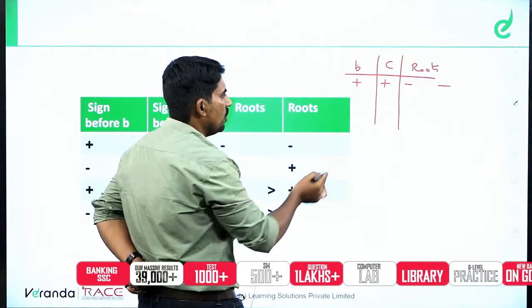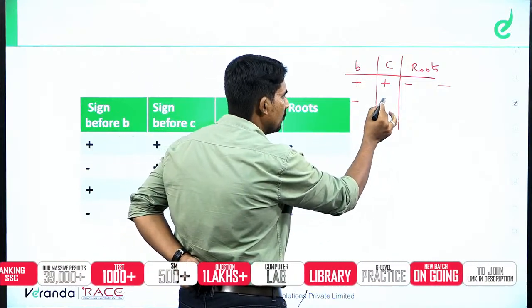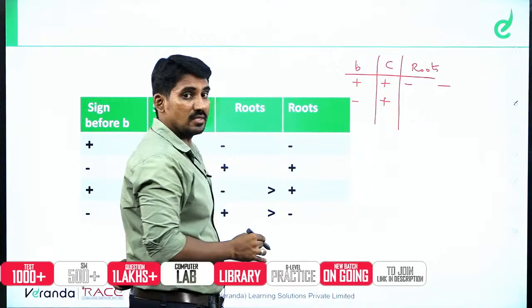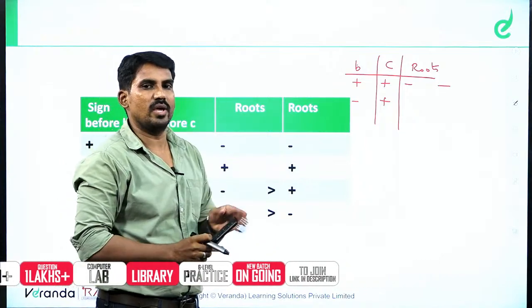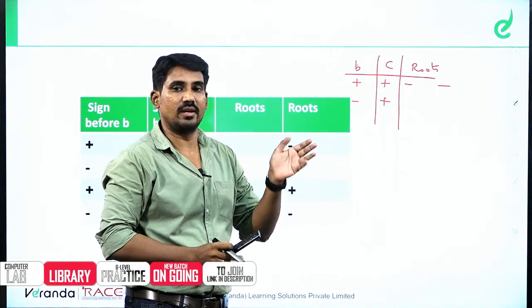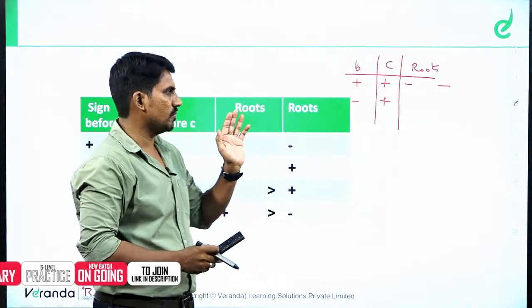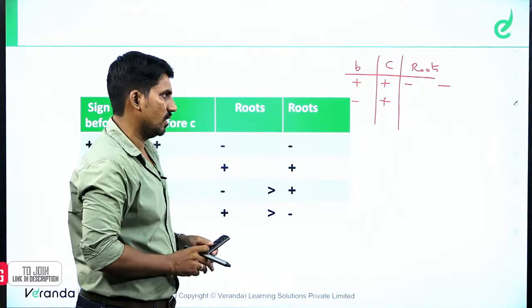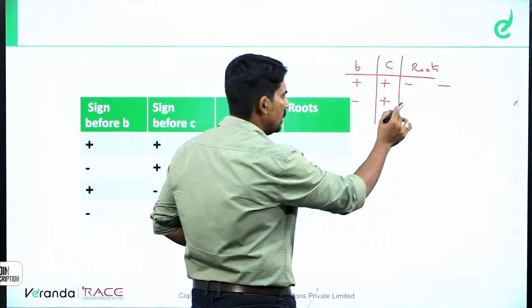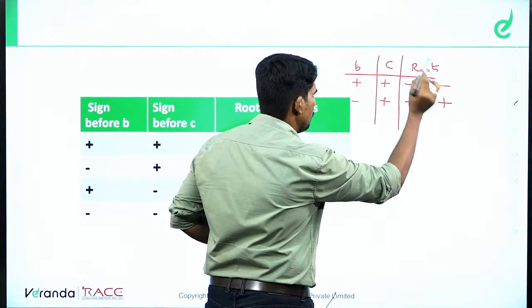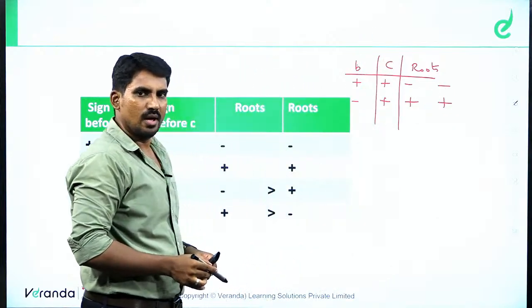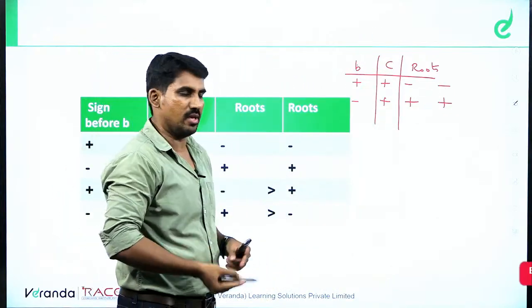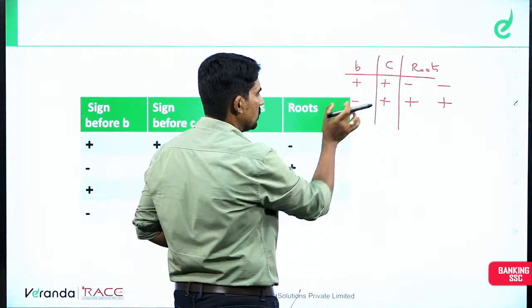Right? Now, before B minus, before C plus, minus plus. Minus plus means always see the second sign and third sign. The x square sign, no need to see. Before B, what is the sign? Before C, what is the sign? That alone we have to see. Right? Minus plus means both roots are positive.